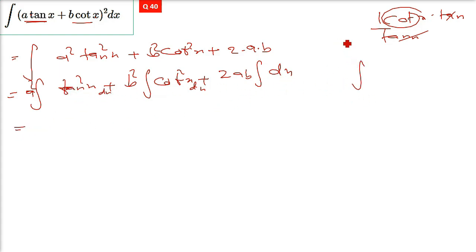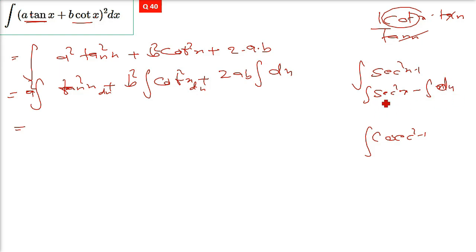Integration of tan square x. What is tan square x? Sec square x minus 1. So you can write it as, first let us see cot square also. Cot square x is cosec square x minus 1. So we have sec square x minus 1. So dx you can write.